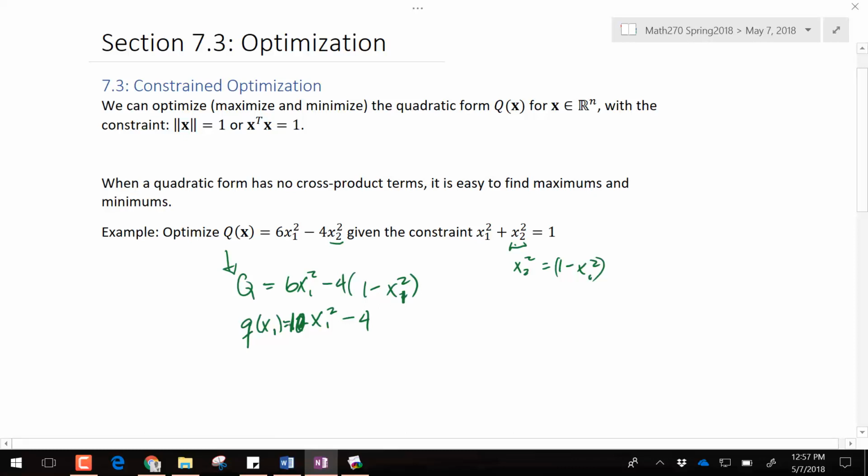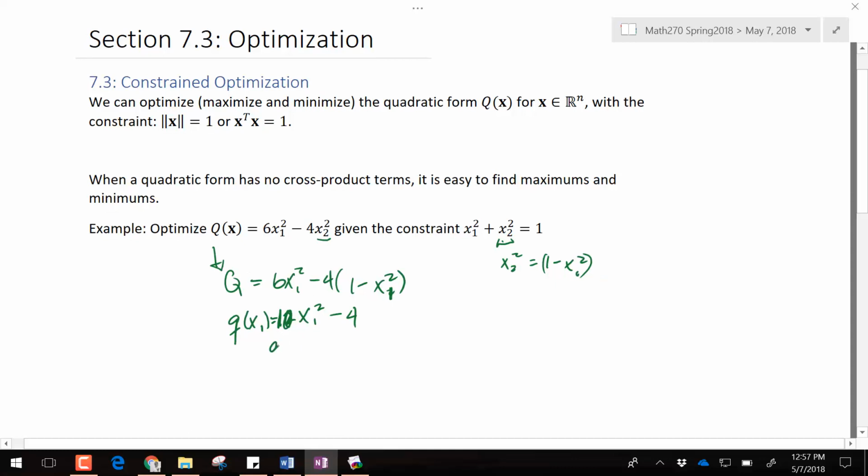So we're going to take the derivative and set it equal to 0. Let's take the derivative: q prime of x1 is equal to 20x1, and that's gone. Set that equal to 0. x1 is equal to 0. So it looks like that attains your maximum when x1 is equal to 0.